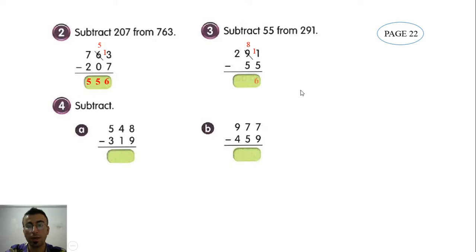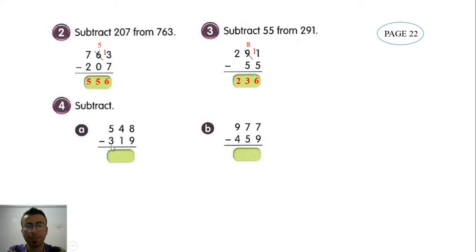First, we need to subtract the ones. 11 minus 5 equals 6. Then we need to subtract the tens. 8 minus 5 equals 3. And we need to subtract the hundreds, which is 2. 236. Okay?